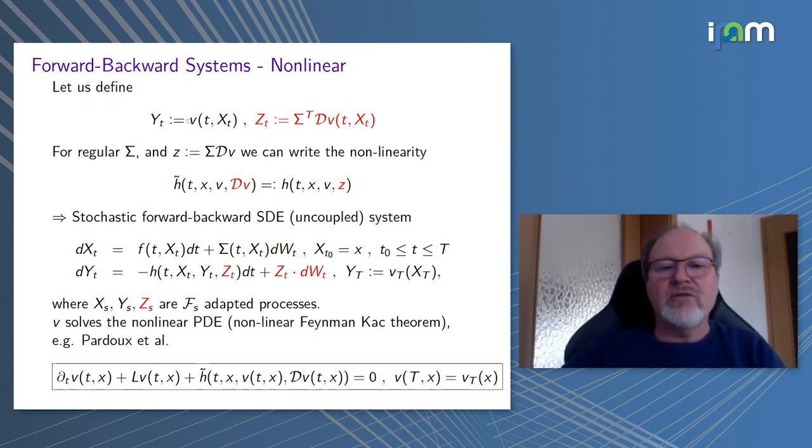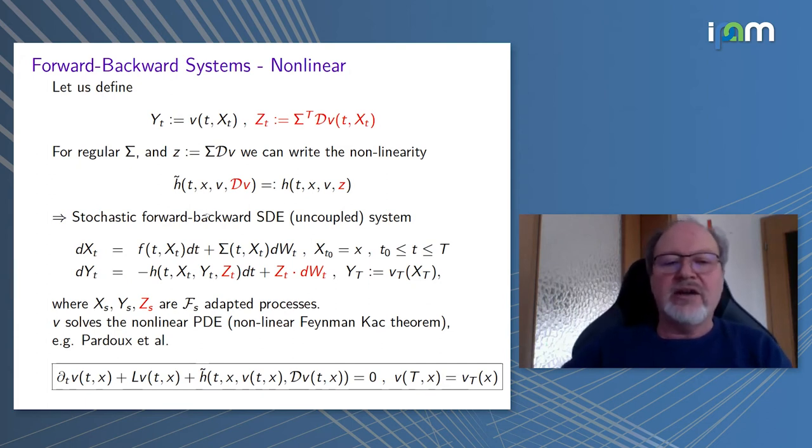So here we have the definition of Y as an unknown function V of T, X_t, and the stochastic process Z is given by sigma transpose times the gradient of V. Okay, and if sigma is regular, so it's an invertible square matrix, I can rewrite the function H tilde, which is a function of T, x and V. This is a nonlinearity, and here is a nonlinearity with respect to the, so it's a first order differential operator. Can we write this as a function depending on T, X, V, and Z with this? Okay. And then we obtain a stochastic forward-backward system.